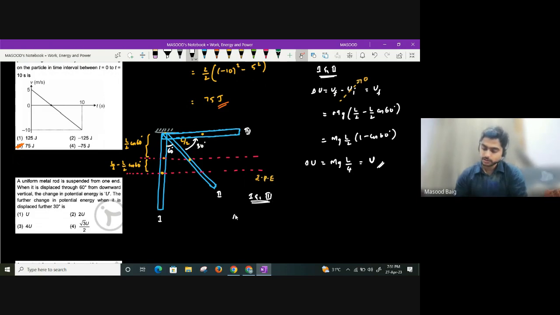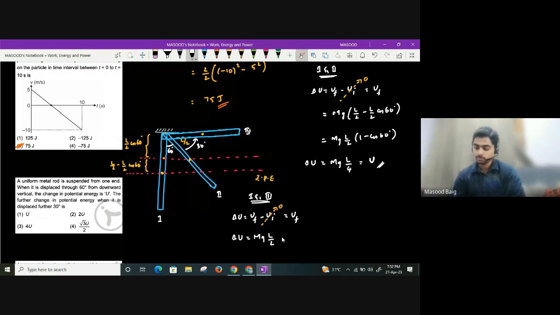So again, what is the change in potential energy here? Final minus initial. Initially it is going to be 0, right? So it will be final again here. In the third position, at how much height is it above? It is at a distance L by 2 above. So I'll write mg L by 2. Already mgL by 4 is U. If I multiply this by 2, will this be 2U, beta?